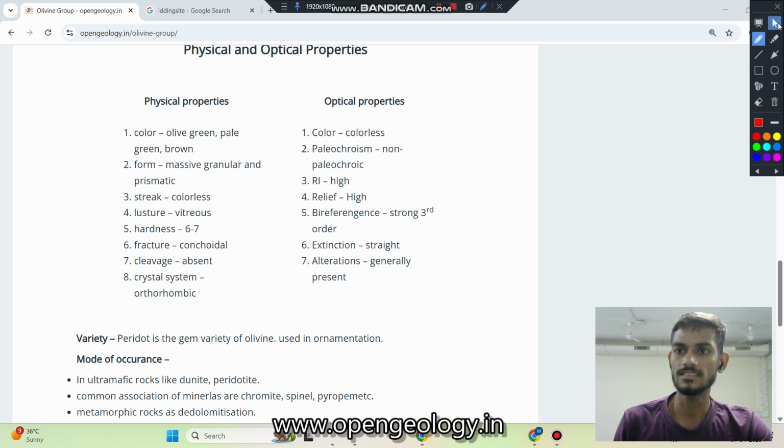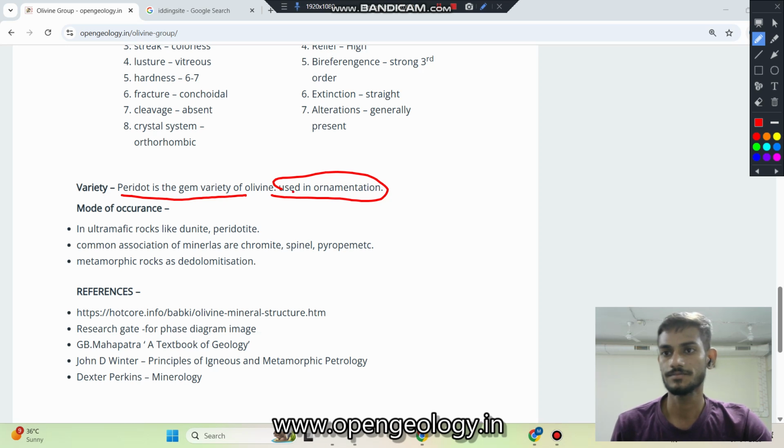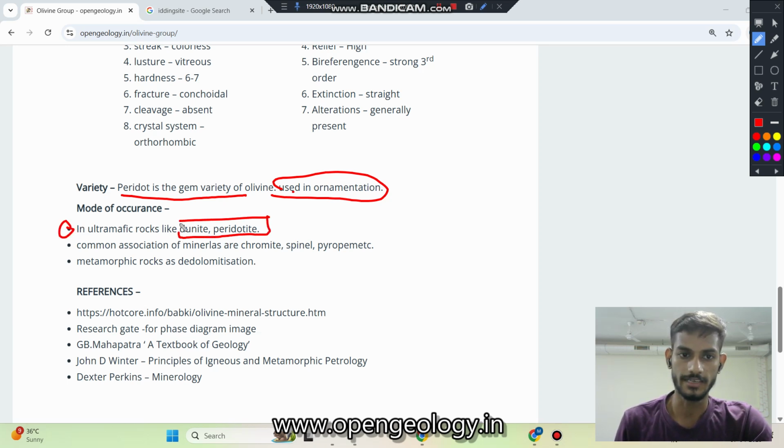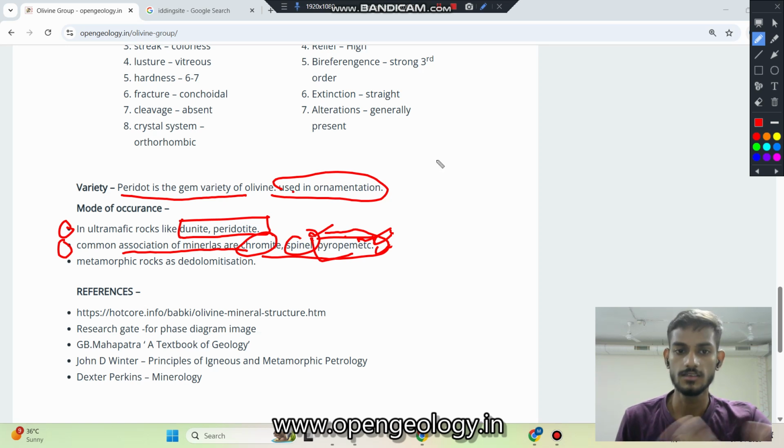Now there are a few varieties of olivine like peridot. Peridot is the gem variety of olivine which is used in ornamentation. Then mode of occurrence, how olivine occurs. Olivine occurs in ultramafic rocks like dunite and peridotite, and it is the common association of minerals like chromite, spinel, and pyroxene. I think there is some spelling misprint. Okay, we'll check that. Just remember, chromite and spinel are the general association of olivine. Means olivine and chromite generally occur together. So this is the association.